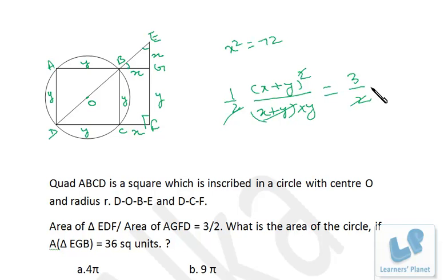That means x plus y is equal to 3y, that means x is equal to 2y. So x is equal to 6√2, that means y is equal to 3√2. Now what? So this is y, that means diagonal of this square will be y√2. And that diagonal is the diameter of this circle, right? So radius of this circle is y√2 by 2, or we can say y by √2.